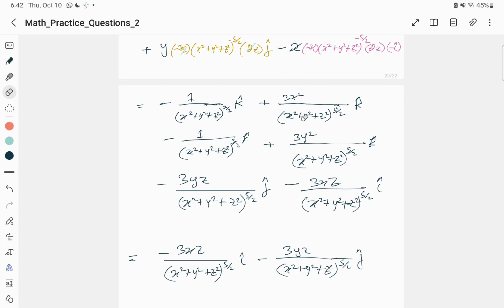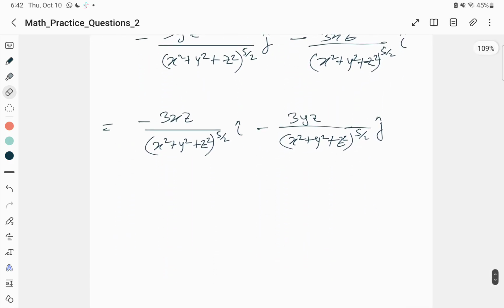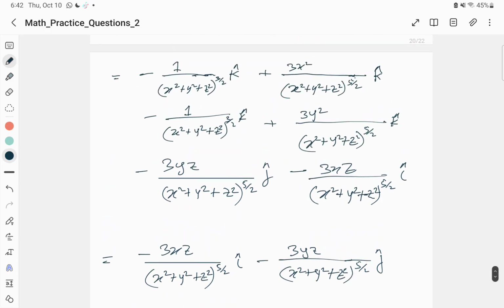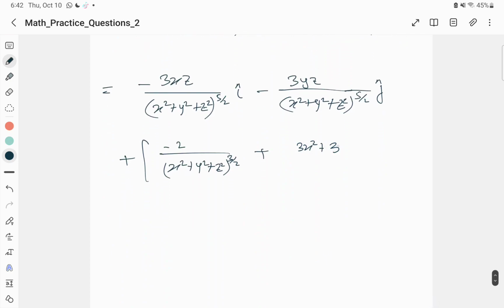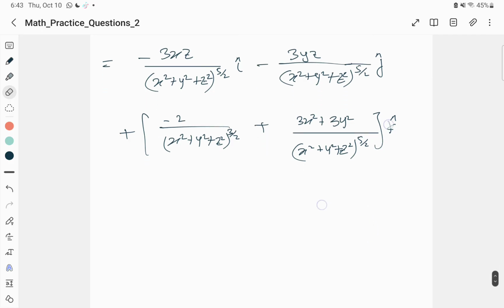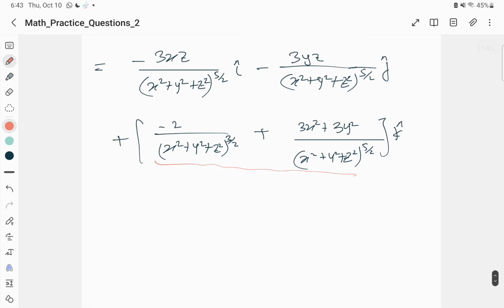These two are similar and these two are similar, so if I combine them I will get negative 2 divided by (x square plus y square plus z square) to power positive 3 by 2, plus that will become 3x square plus 3y square divided by (x square plus y square plus z square) to power 5 by 2, and there is k component. But this expression can be further simplified. I'm just going to simplify this expression over here, then I will write it combined with that.